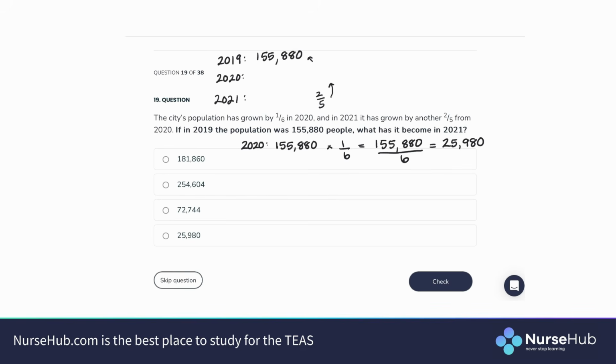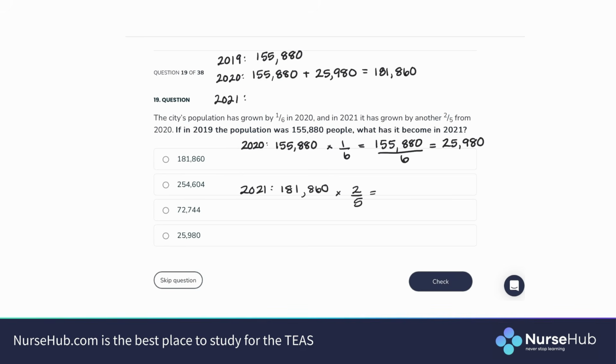So I'm going to erase this up here. So let's look. We have 155,880 plus 25,980, and that's going to give us 181,860 people. Now we can figure out 2021. So 2021 is 2020's number, 181,860, and it's grown by another 2/5. So we're going to multiply this by 2/5.